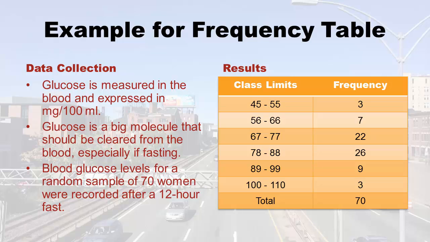Now you'll notice in this, we start with the minimum, like 45 to 55, and we end with the maximum, which is up to 110, and that's really the clearest way to do it. It's just not typically done that way if you read scientific literature in healthcare. You just don't see these frequency tables labeled like that.